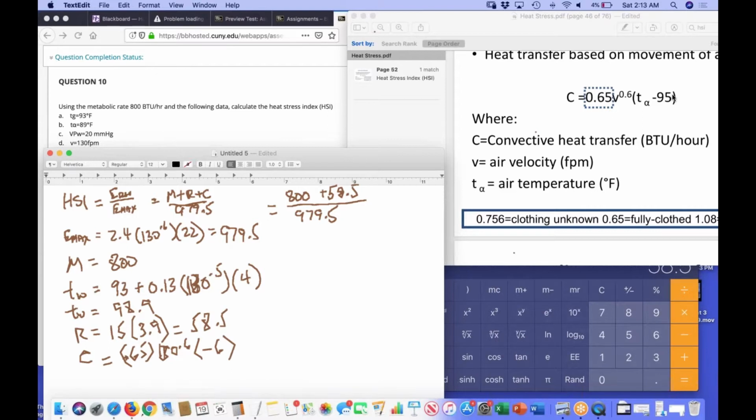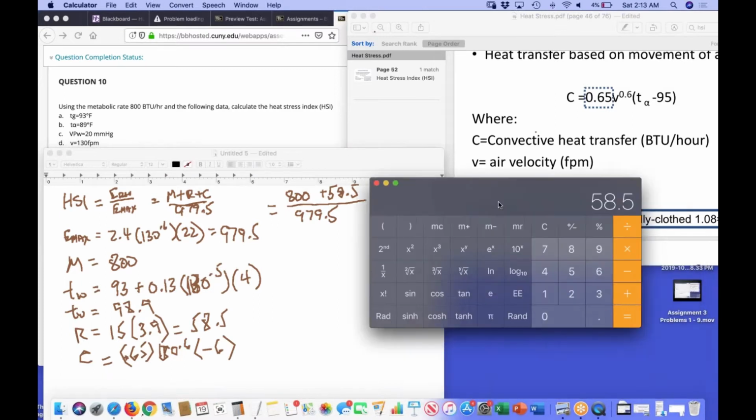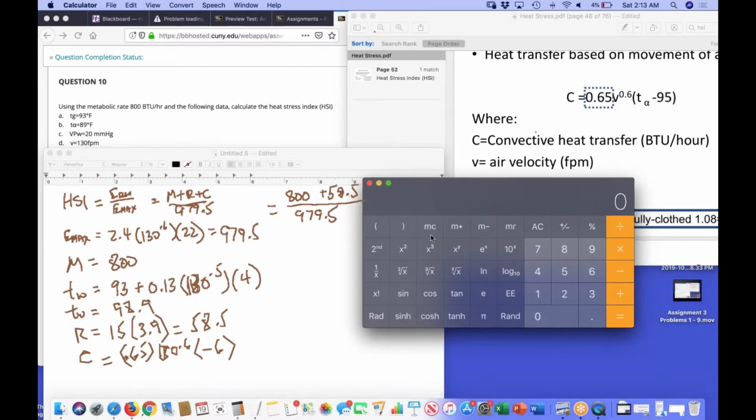So let's calculate that. Let's go back here to our calculator. Okay, so 130 to the 0.6 power, times 0.65, times minus 6. I'm just going to multiply by 6. Oh, let me try this again. I think I made a mistake there. I think I might have lost something. 130.